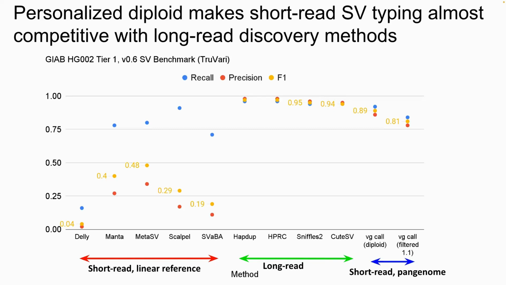Technical question. You showed this new expression technique that you're using, the GBZ. I'm wondering how that compares to some of these, like ODGI, which has an index structure that they build. I think there's a GSA thing that we've looked at. How does this compare? I mean, that's a good question.